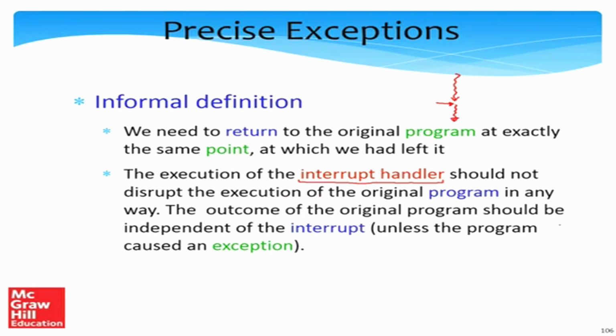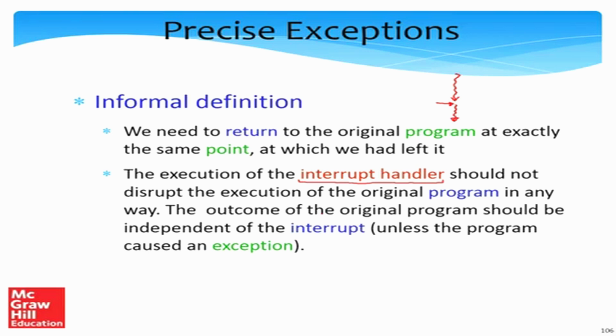What we mean by the execution not being disrupted in any way is that the outcome of the original program should be independent of the fact that there was an interrupt, right? Unless it is dependent on the interrupt. If the interrupt is unrelated to the program, then the final output, or any of the outputs or the behavior of the program, should be absolutely independent of the interrupt, right? Unless, of course, it's dependent on the interrupt.